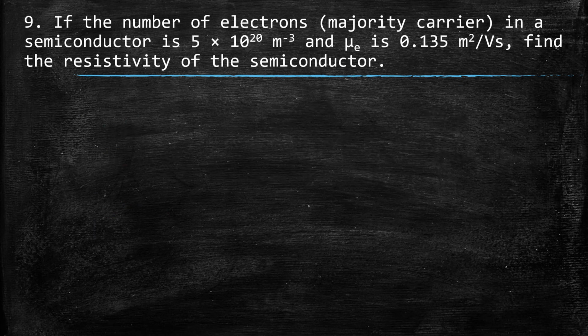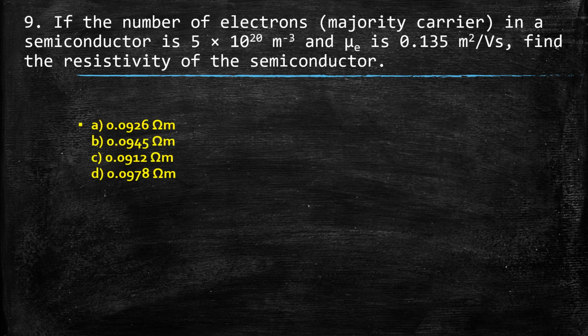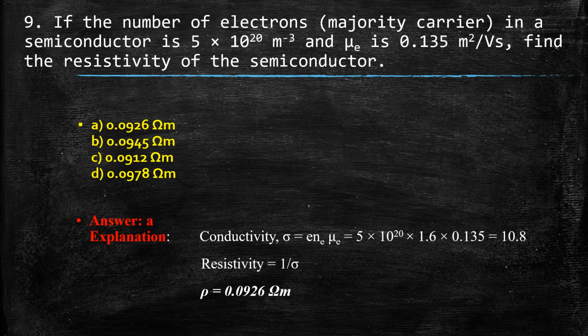Problem 9. If the number of electrons in a semiconductor is 5 into 10 power 20 per meter cube and mobility is 0.135 meter square per volt per second, find the resistivity of the semiconductor. The answer is A. The conductivity is given by E times Ne into mu E, which we substitute in resistivity and find the resistivity to be 0.0926 ohm meter.